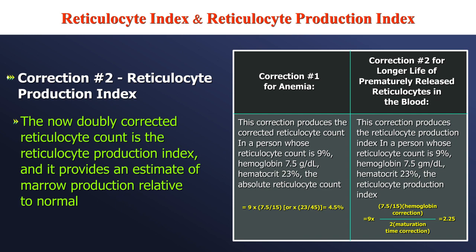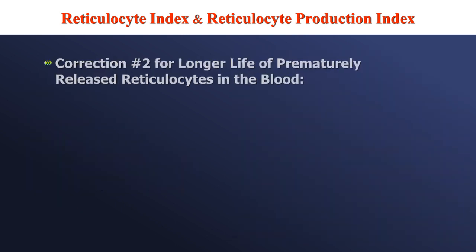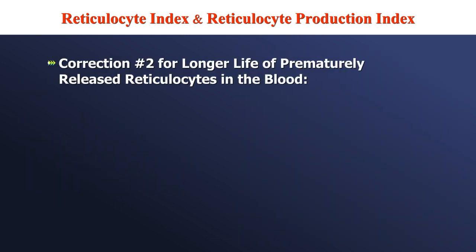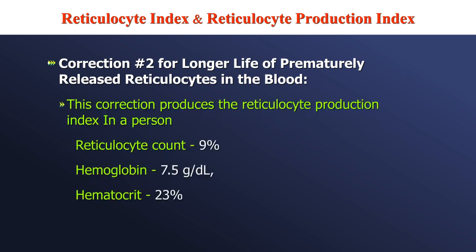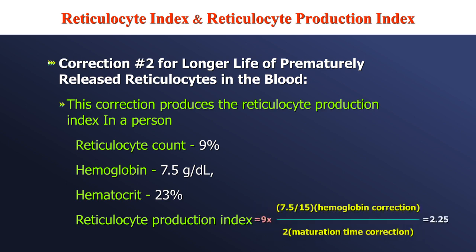The now doubly corrected reticulocyte count is the reticulocyte production index, and it provides an estimate of marrow production relative to normal. So correction number 2 is for the longer life of prematurely released reticulocytes in the blood. This correction produces the reticulocyte production index. In a person whose reticulocyte count is 9%, hemoglobin 7.5 gram percent, hematocrit 23%, the reticulocyte production index is equal to 9 times 7.5 over 15, the whole divided by 2, that is equal to 2.25.